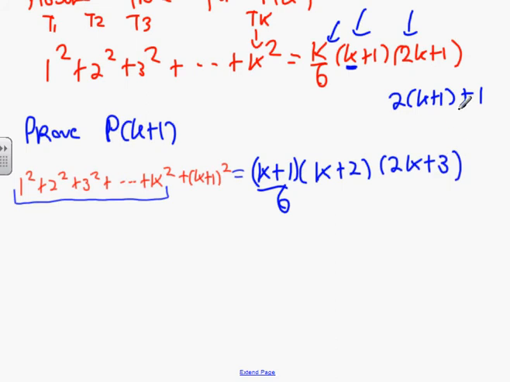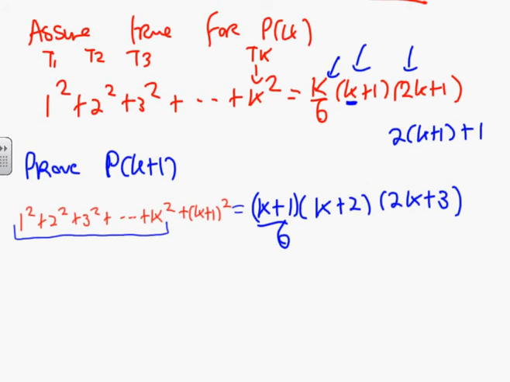Now, my job is to show that the left hand side equals the right hand side. Is that alright? Okay, so left hand side equals the right hand side. So to do this, what we're going to do is, see this part here. What does that equal? What does 1 squared plus 2 squared all the way to k squared equal?